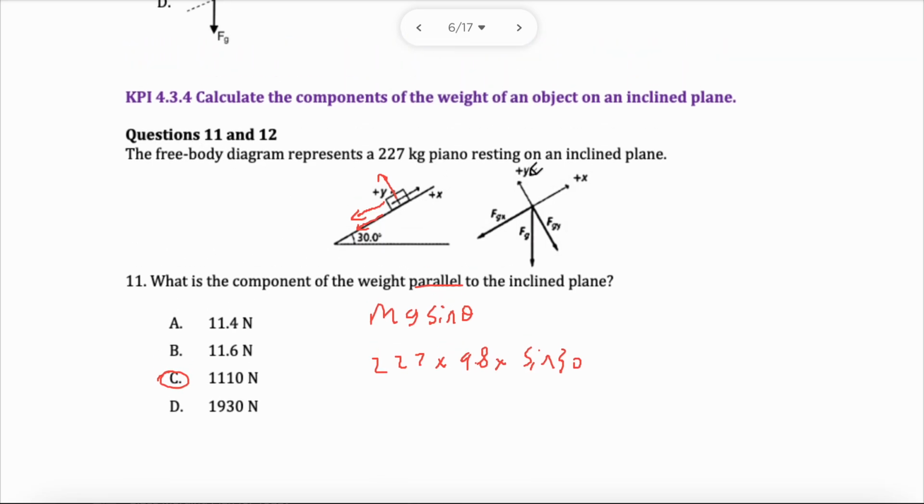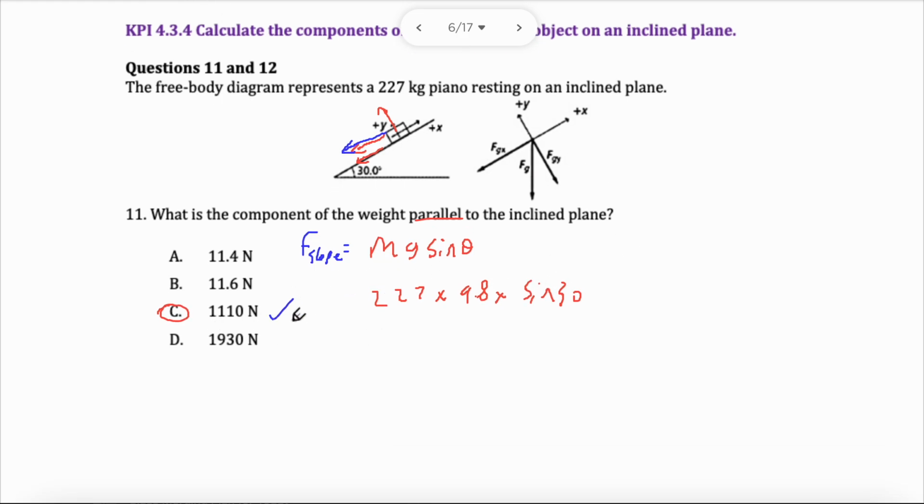The free body diagram represents this, and we're now finding the component of the weight parallel. I've made a video on how to get mg sine theta. You can check it out in the lesson video. For now, we just need to know that this direction, down the slope, F slope, is equal to mg sine theta. Perpendicular will be mg cos theta. So, mg sine theta, 227 times 9.8 times sine 30. I will get this answer here, roughly 1,110.